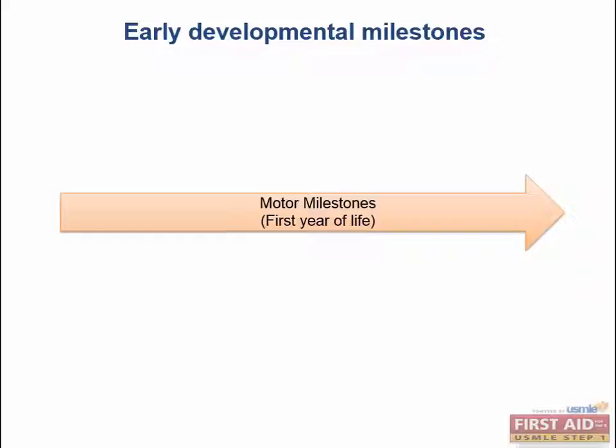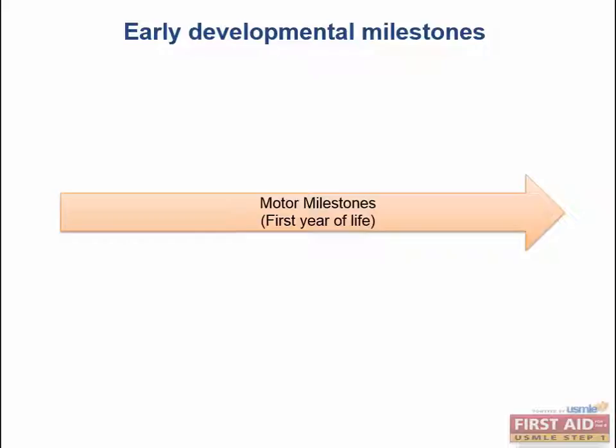Early developmental milestones are high yield for the USMLE. A typical question will give a presentation of a child and ask whether the milestones are appropriate for that age group. You'll be asked to determine the child's development in categories such as motor, social, and verbal cognitive.